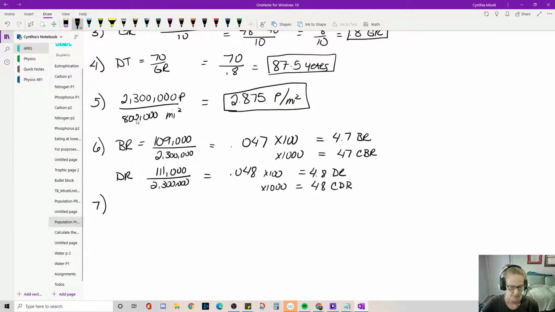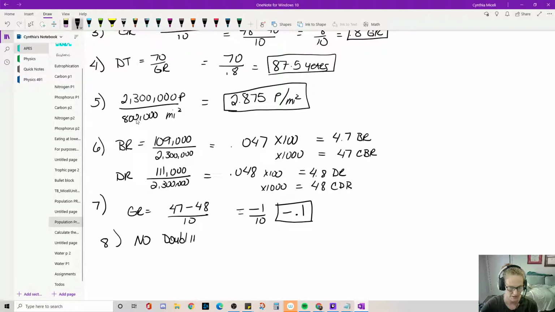So then number 7 wants the growth rate. Well, this one's a little weird because it's the birth rate minus the death rate over 10. So now we have negative 1 over 10, so we have a negative 0.1 growth rate, which means for question 8, there is no doubling of population because it's a declining population because, as vampires are eating all their victims.